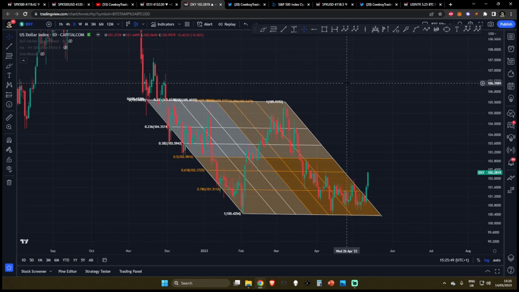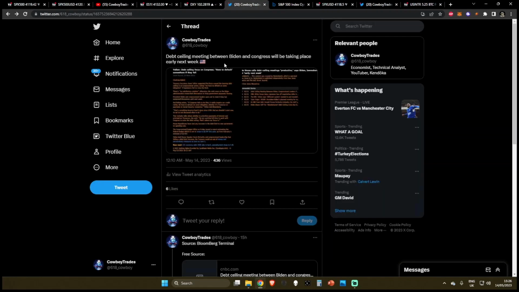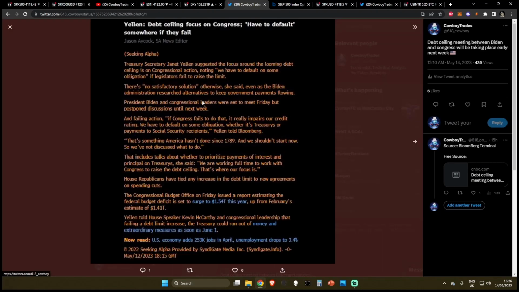Now, why did we have this massive breakout on the DXY? And this is for one very specific reason. It's actually associated with a news event. Basically, there is talks between Biden and Congress that we'll be taking next week in regards to the debt ceiling.